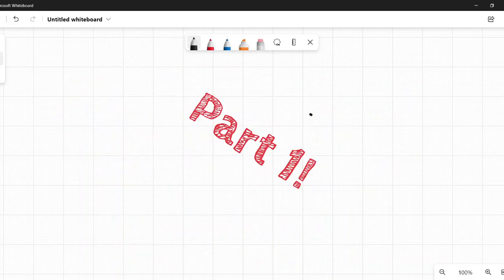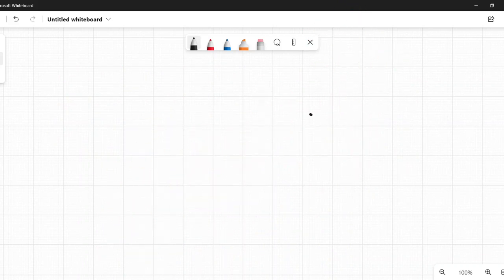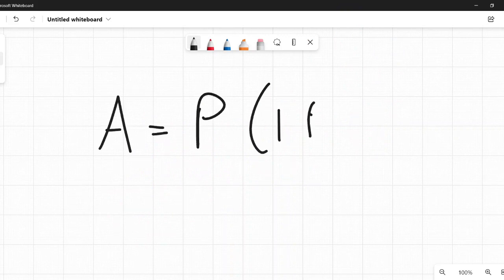Right, so part 1. What is our formula? This is our formula. I've seen this written a couple different ways, but this is our main basic compounded one time a year, compounded annually formula. What do these stand for?